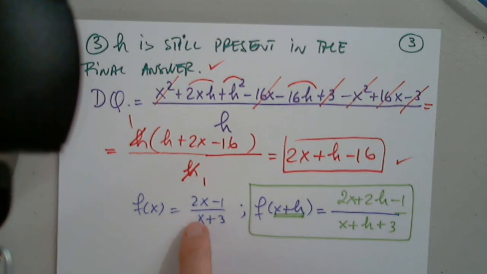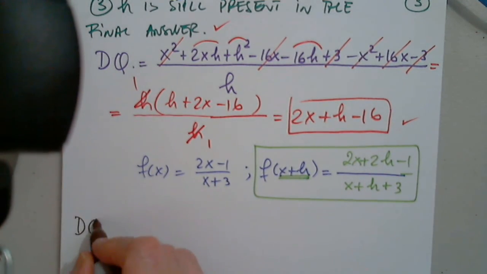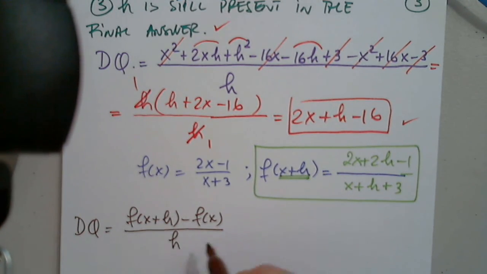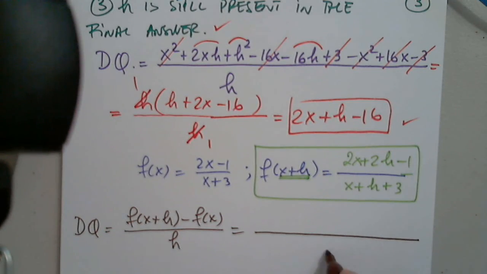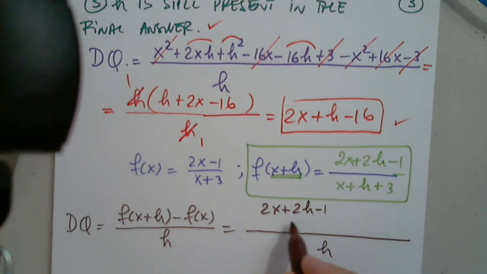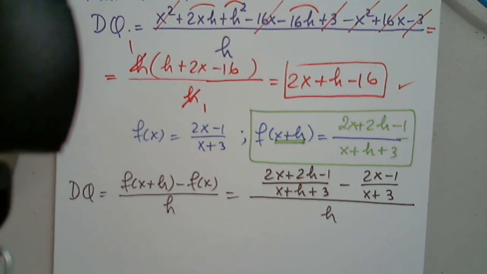So if this is x plus h, I still have to distribute 2 to x plus h. But here there is nothing in front. In other words, there is only 1, so I don't have to distribute anything. So it's x plus h plus 3. So now the difference quotient, again from the beginning, f of x plus h minus f of x divided by h. I copy f of x plus h, 2x plus 2h minus 1 over x plus h plus 3 minus 2x minus 1 over x plus 3. Okay, everything is the same.